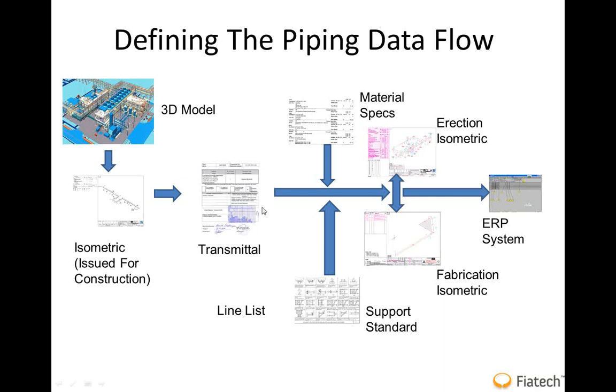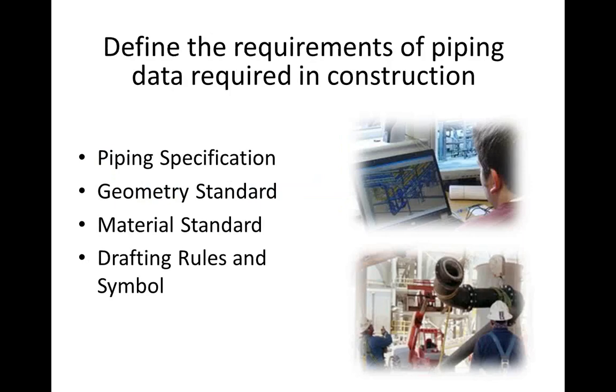Now, in this data flow, there is quite a big importance on the transmittal, because this is basically what officializes the data transfer between the design and the construction. Without this, there is no tangible or legal document which says that, okay, the design has provided the construction with this information. Now, if you want to define the requirement for piping, we will see that we need piping specification, we need geometric standard.